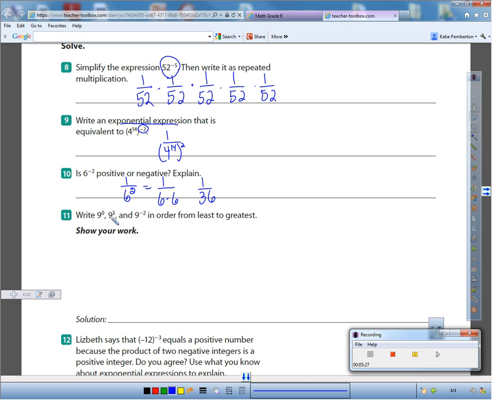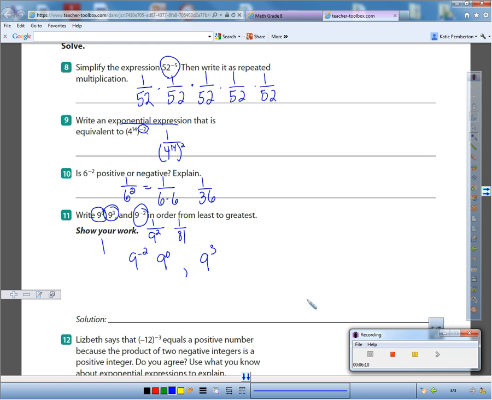Next, ordering these from least to greatest. Right away, I know that gives me a 1. Okay? 9 to the third is going to be 9 times 9 times 9. So that's a really big number. So 9 to the 0 is going to be a 1. 9 to the third is going to be bigger than that. And then 9 to the negative second, just thinking out loud here, that would drop it to the denominator. So I'd have 1 over 9 squared. That's going to be a fraction. That's going to be 1 over 9 times 9, 81. So that's going to be over here. And if you look at the order of your exponents, they go from least to greatest.